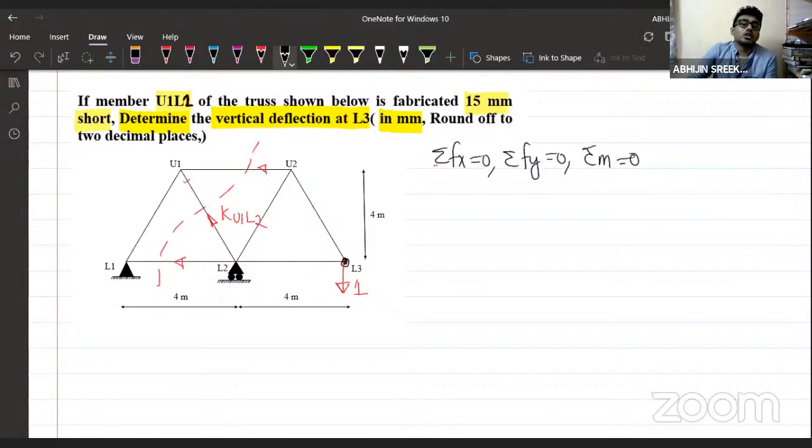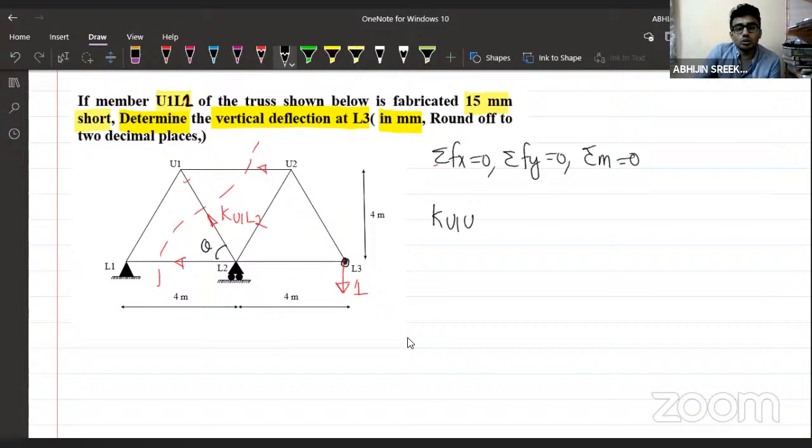Okay. So which equation will be useful for us to calculate the KU1 L2 value? Sigma Fx cannot be used. Why? Because we will be having two more unknowns. Sigma Fy, yes, we can use it. Why? Because only one unknown will be there. Okay, let us use it. I'm going to take this angle as theta.